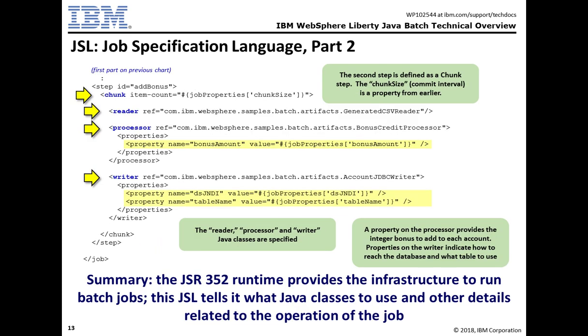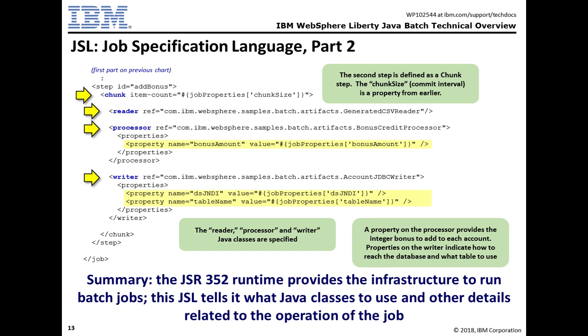The next part of our job is the add bonus step, and we see that this has a chunk step, and it has an item count thing that we'll talk about on the next chart, so remember that. Inside our chunk step, we've got our reader, our processor, and our writer, and each one of these points off to the Java class that's going to implement the reader, processor, and writer, and you can see they get properties injected into them that make sense. And we don't have any flow control here, so this is the end of it. As soon as the step runs, we're done.